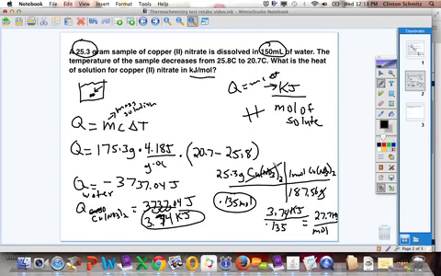A lot of times when I do the problems, I don't really worry about the signs until the end, whether it's positive or negative. I just think, hey, if the temperature went down, that's endothermic, my sign should be positive. Or I'll say, hey, my temperature went up, therefore my heat of solution should be negative. That's how I try to do it sometimes. Okay, that's it.